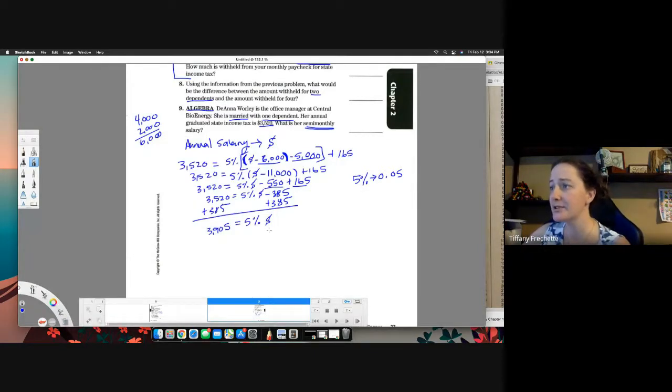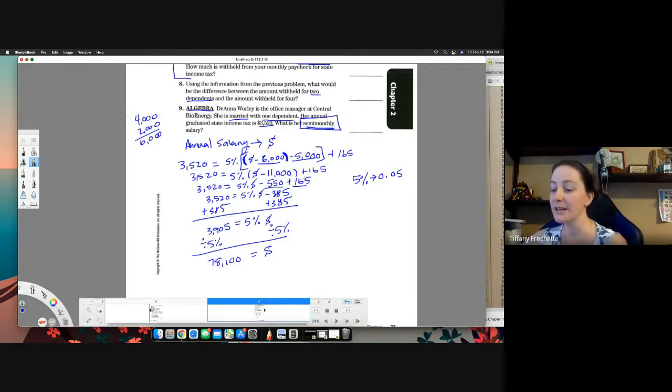So our last step here is just simply divide by our 5%. So 3,905 divided by 5%, and we will get 78,100 equals S. So this is her annual salary. Remember, this is how much she makes total. That's not what they asked us to find.